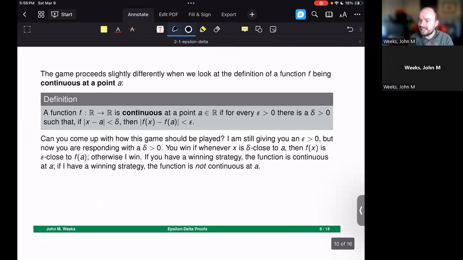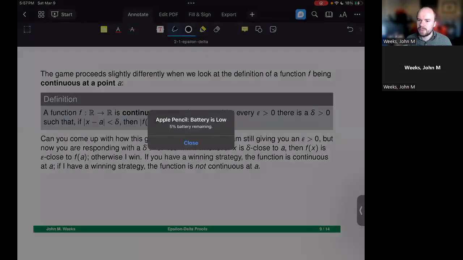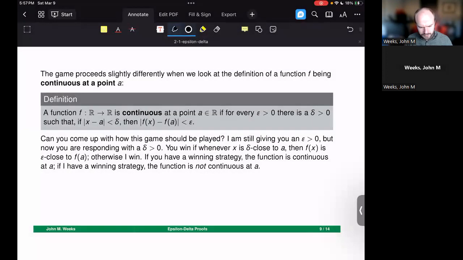The game proceeds slightly differently, this game between Professor and me and Professor and you, when looking at the definition of a function f being continuous at a point a. Here, let's start with the real numbers for the sake of continuity. We'll get to a point where we're talking about continuity in terms of Rn as well. But let's start with the function going from R to R.